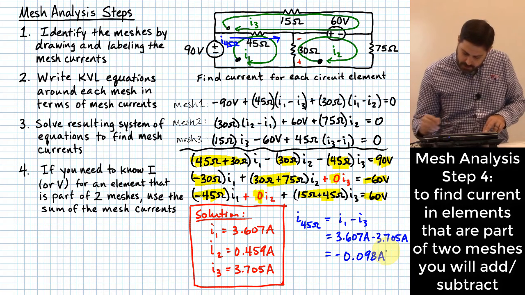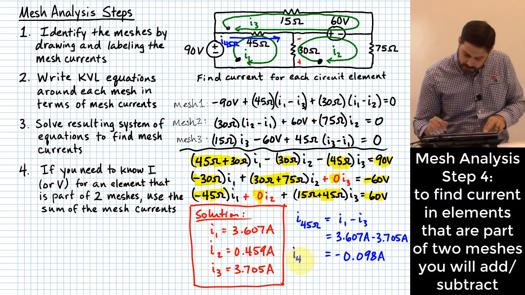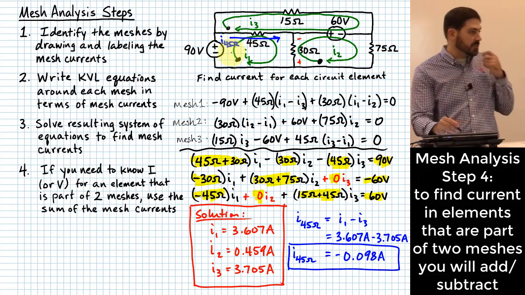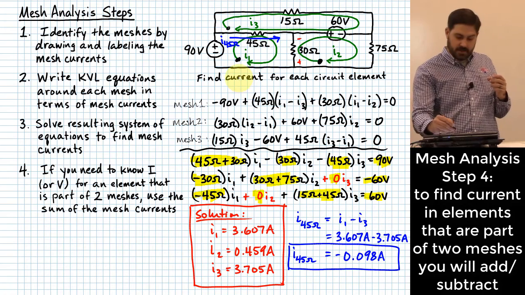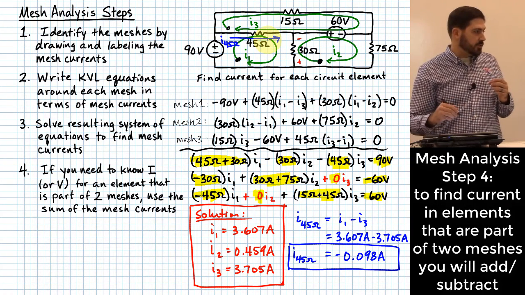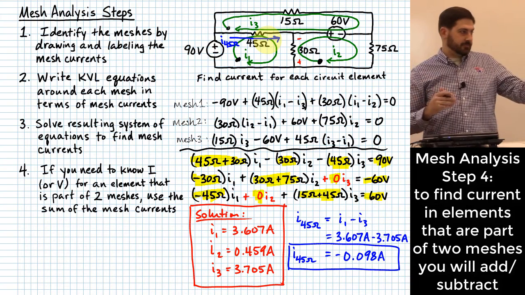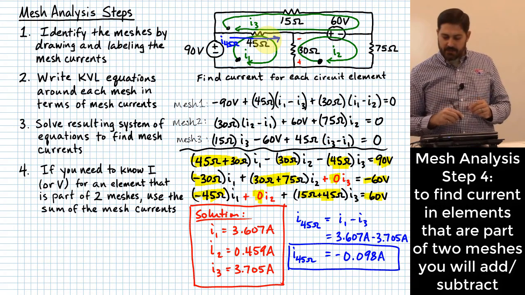Okay, this is the current through my 45 ohm resistor. What does the negative sign mean? Whatever direction I assumed was positive when I drew it up there, it's really the opposite direction of that. So it doesn't flow from left to right, it flows from right to left. That's what the negative sign means.